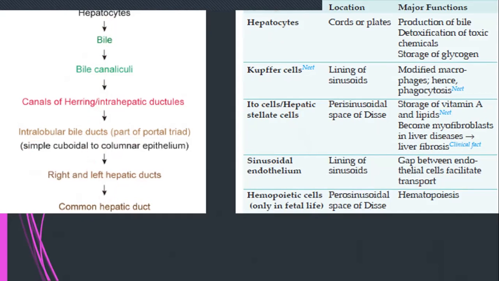Then here you have the cell types, the location and the major function of some cell types in the liver. We have the hepatocytes, which are found in the cords or plates. Then the Kupffer cells, which lie in the sinusoids. Then the hepatic stellate cells of Ito, found in the perisinusoidal space of Disse. You can see their function. Then the sinusoidal endothelial cells lying in the sinusoids. Then the hematopoietic cells, which are found in the perisinusoidal space of Disse. You can see their functions here. You can pause the video if you like to and note them.